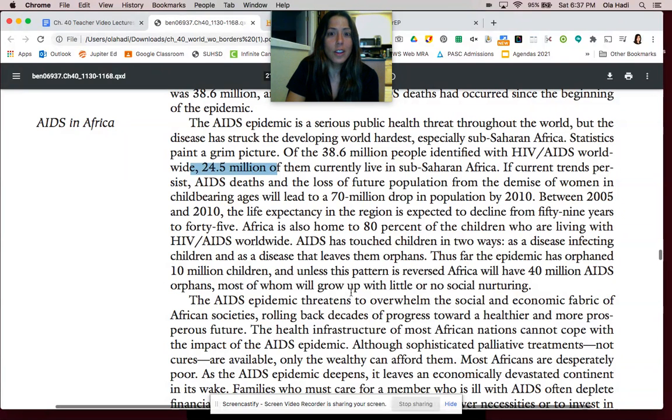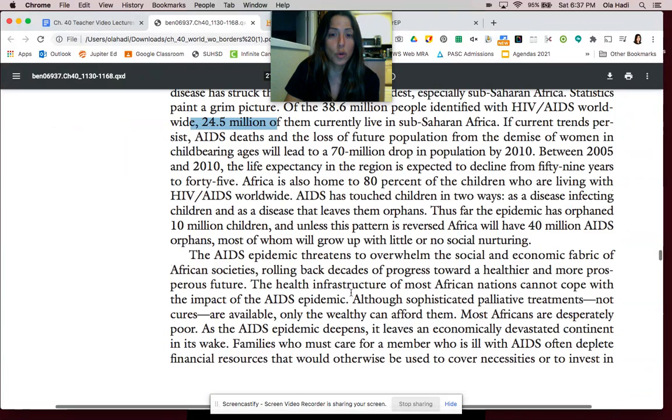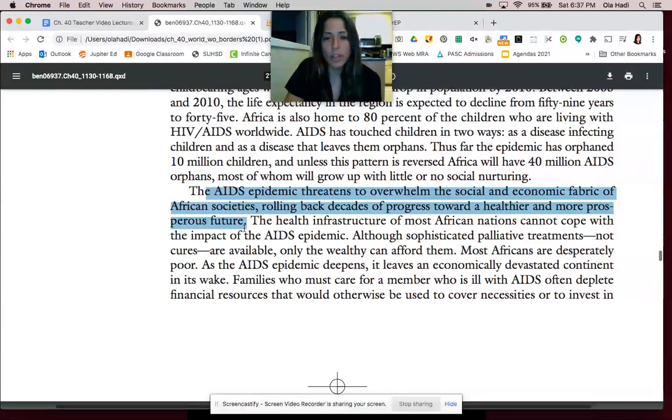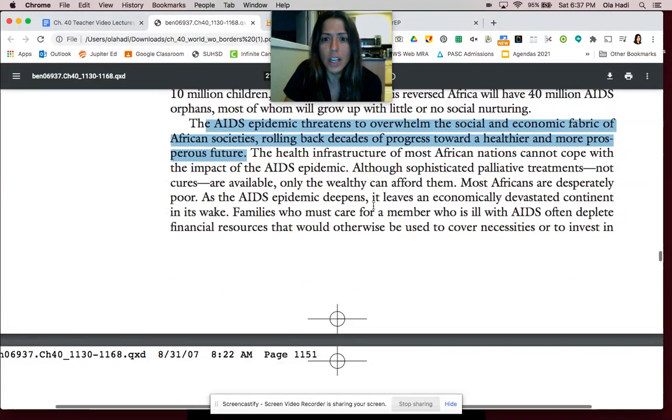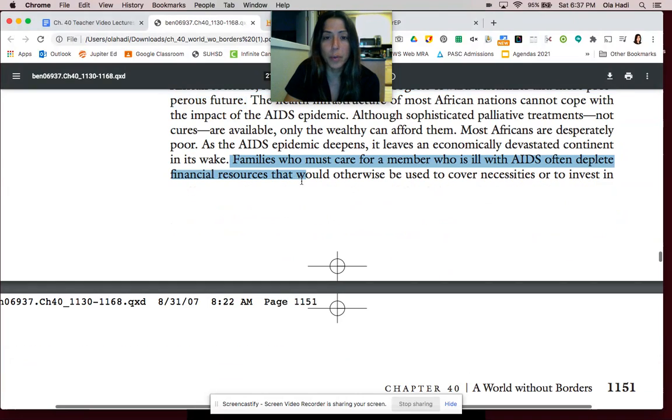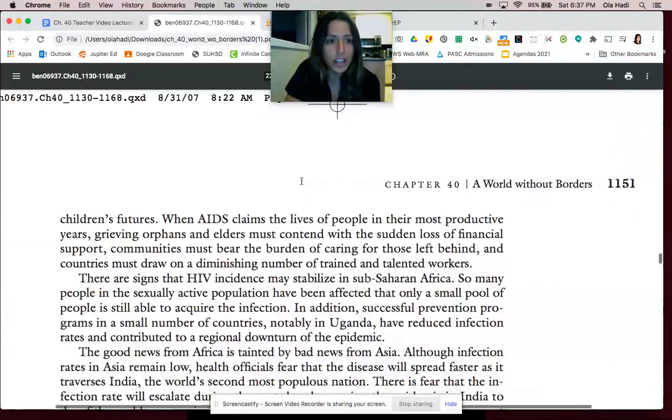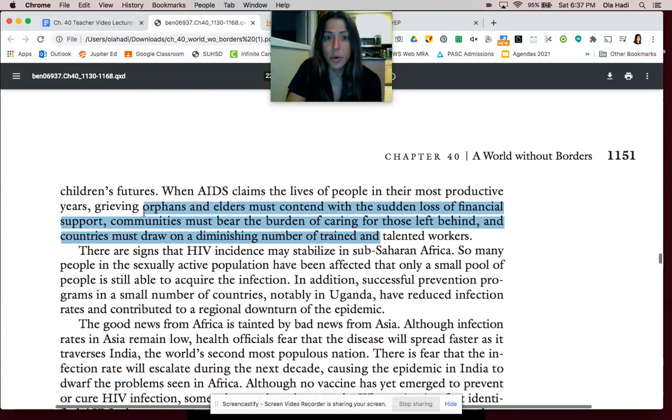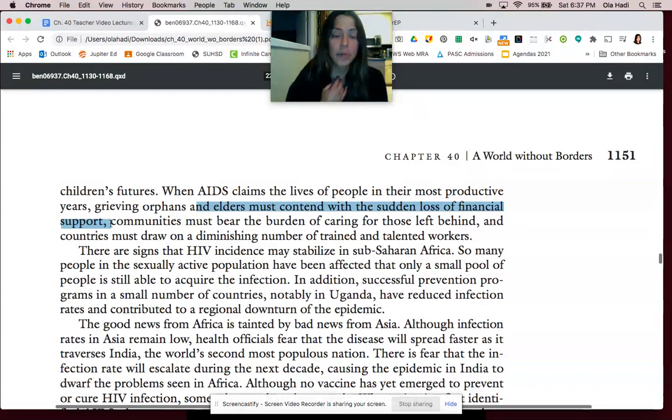And of course, you need a nurturing, stable home to grow into a successful adult. Some people can do without that, but it makes your circumstances and your quality of life much harder. It tears at the economic and social fabric of a society. It tells you about how difficult it is for people to care for family members that become sick with AIDS, and the sudden loss of financial support from people in the prime of their life, because this is affecting people who are sexually active and in their prime that are dying. It's not the very old and the very young. Like many diseases, AIDS can affect adults that are important to the economy.